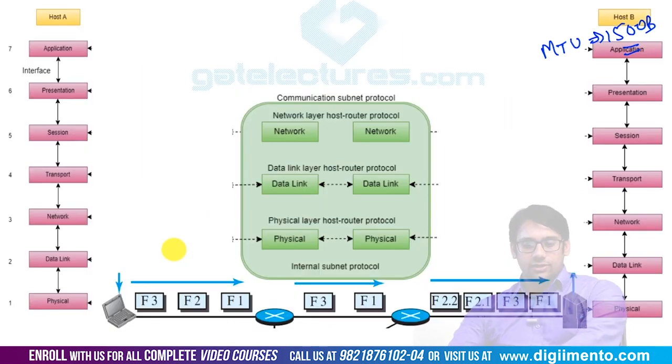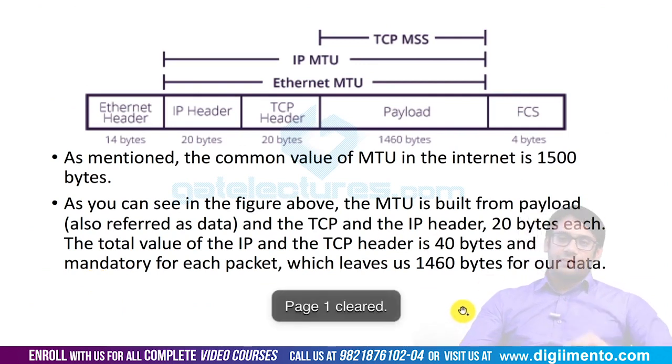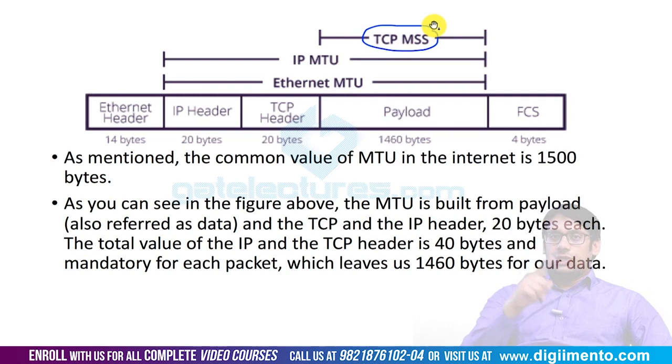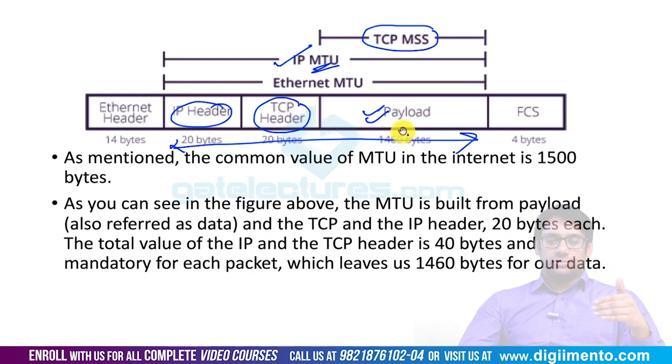And what is this frame? This is the frame that you can only transmit at a maximum size of 1500. In the TCP layer we are going to have something called MSS, the maximum segment size. I'll discuss the maximum segment size when I take up the TCP layer. In the IP layer and the Ethernet layer, we talk about the MTU, the maximum transmittable unit. Here you have a payload, the TCP header, and the IP header. The maximum payload that we can have here is 1460 bytes.